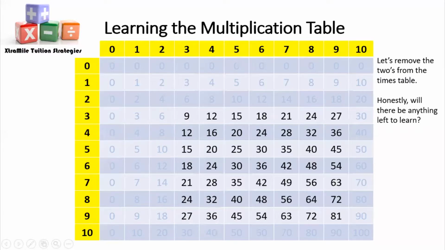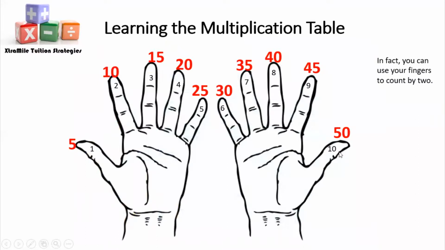Will there be anything else left to learn? If you can count in twos, how about the 5s? 5, 10, 15, 20, 25, 30, 35, 40, 45. Can you count in 5s on your fingers? Of course you can. So if you can count in 5s on your fingers, just as you did with the 2s, 5, 10, 15, 20, 25, you can see that 5 times 1 is 5. 5 times 2 is 10.